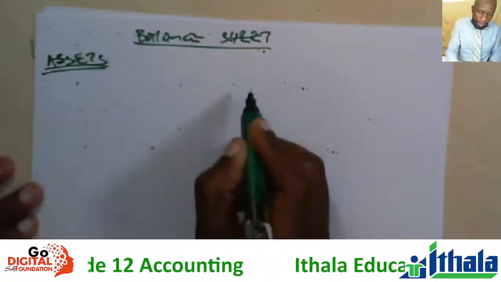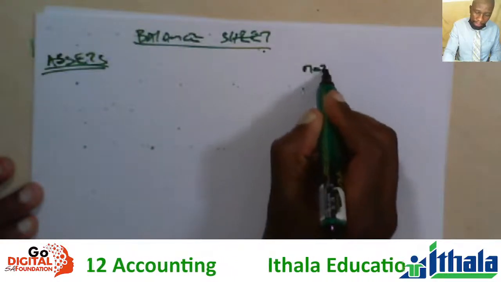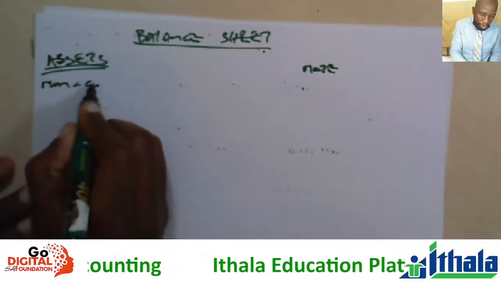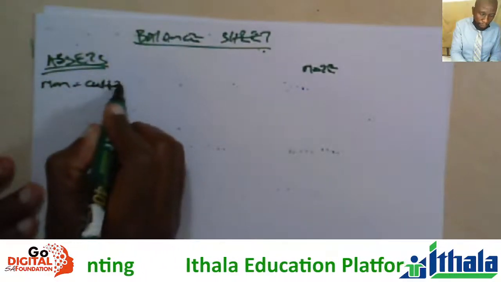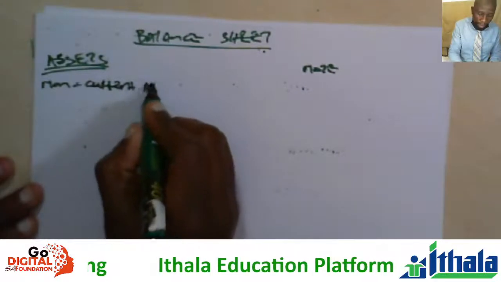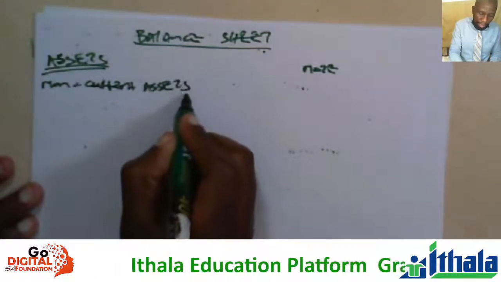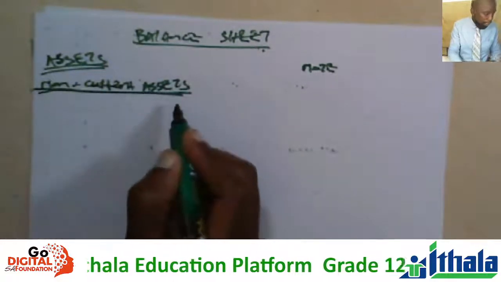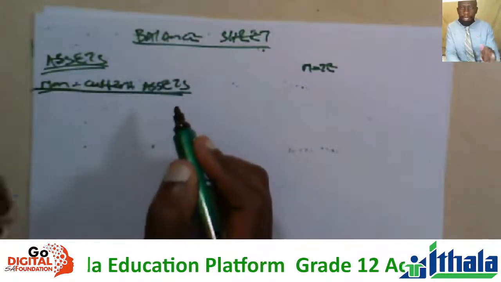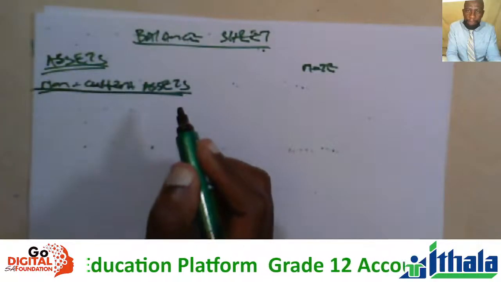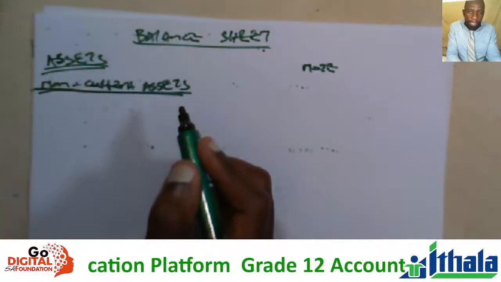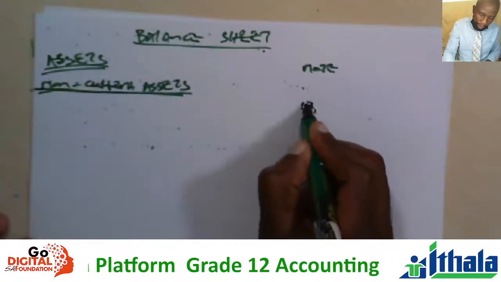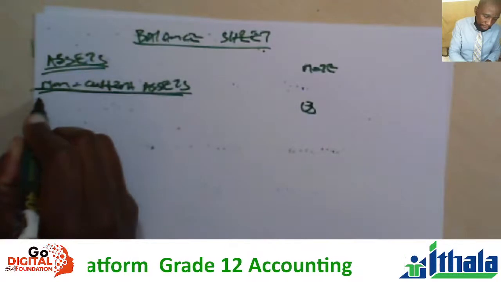Start with what? With the bigger assets. What are the bigger assets? Non-current assets. What are the non-current assets? Assets that are not easy to convert into cash. Which assets are those? They are in note number 3: land and building. To sell a property is not easy. Equipment, motor vehicle and furniture. So we have note number 3. What is note number 3? Tangible assets.